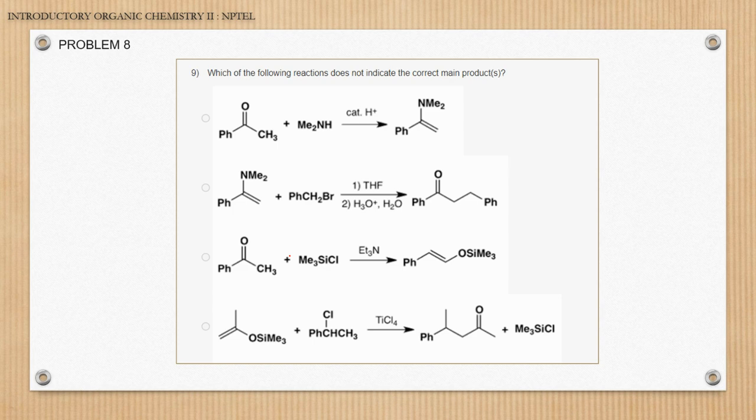In problem number 8, they are asking which of the following reactions does not indicate the correct main products. Among these four, you have to identify which is the wrong reaction. One by one we will be identifying these reactions. In the first part, this ketone is treated with a secondary amine with catalytic acid, and it is giving you an enamine. Is it a correct product or not? Is it a correct reaction? What do you think?